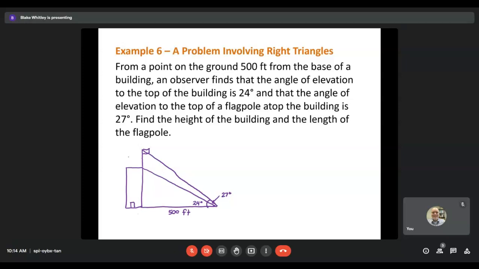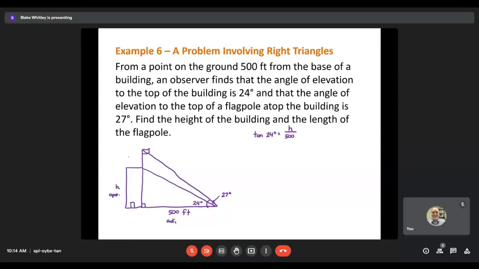So let's start with the height of the building, because if you look here, we have this nice right triangle. We have an angle, we have an adjacent side, and since we're looking for the height of the building over here, we know that's going to be our opposite side. So like the last example, since we're dealing with opposite and adjacent, we're going to do tangent. So I'm going to do tangent of 24 is equal to h over 500.